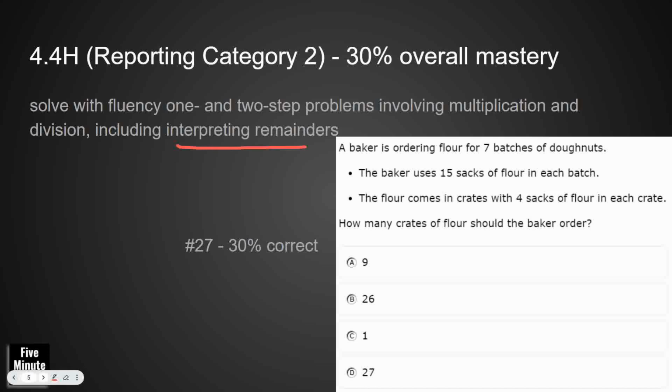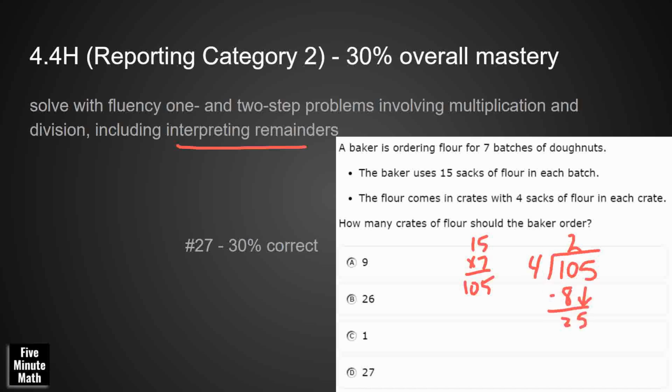So we've got ordering flour of 7 batches, 15 sacks of flour for each batch, right? So that's 15 times 7, that's 105. And then the flour comes in crates of 4. So I need crates of 4. How many crates of 4 do I need to get that 105? And then obviously you see the problem coming here. It's not going to be even, right?